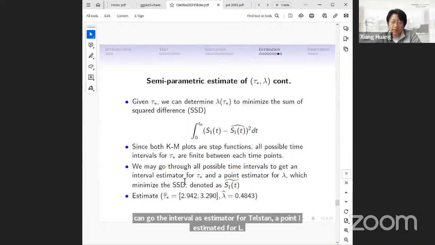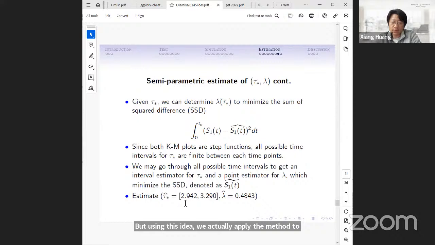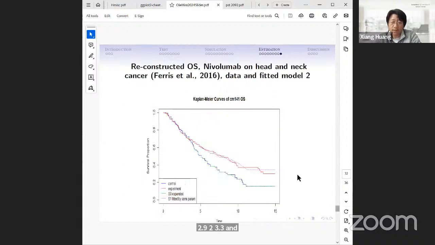Using this idea, we applied the method to the real data set, and we get this result. Tau star is between about 2.9 and 3.3, and lambda is about 0.48. The curve looks like that, and this matches the real data much better, unlike the MLE one.